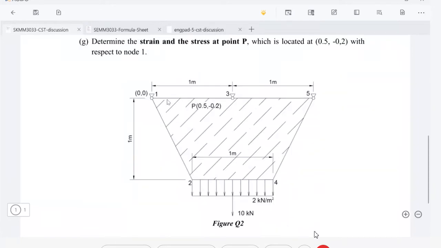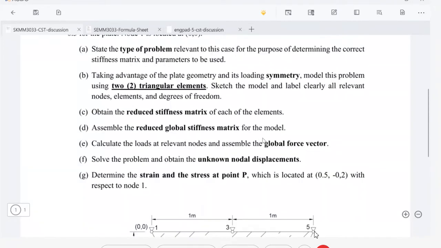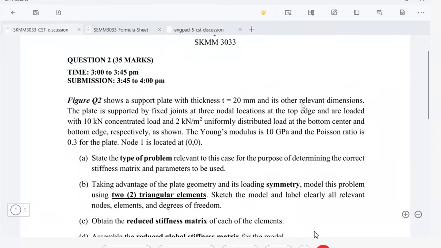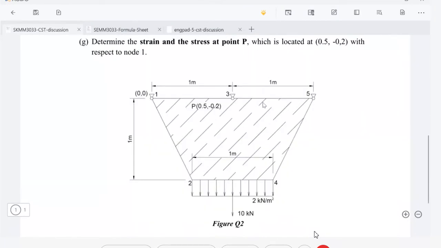This is the support plate, trapezoidal in shape, and its other relevant dimensions. The thickness is 20 mm, and the rest of the dimensions are all in meters: 1 meter, 1 meter, 1 meter, 1 meter. Then we have a 10 kilonewton point load at this point here. We also have a uniform distributed load of 2 kilonewton per meter square here. All of these are supported by pin joints at node 1, node 3, and node number 5.